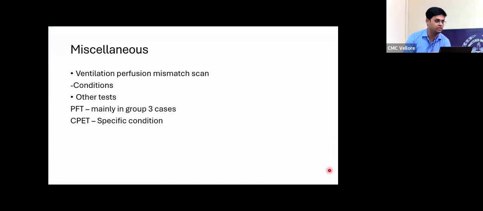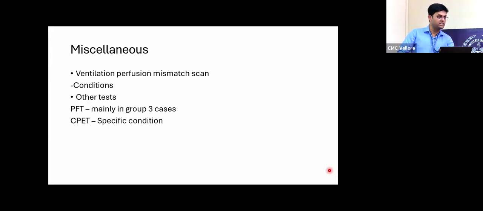Other miscellaneous tests at our disposal will be the ventilation perfusion mismatch scan, which can be planar or SPECT scan. It is mainly used as the gold standard diagnostic test for CTEPH, chronic thromboembolic pulmonary hypertension. But we rarely use it because most of the patients will end up with an indeterminate scan. But if properly done, unmatched perfusion defects noted in CTEPH is the gold standard for diagnosis of CTEPH.